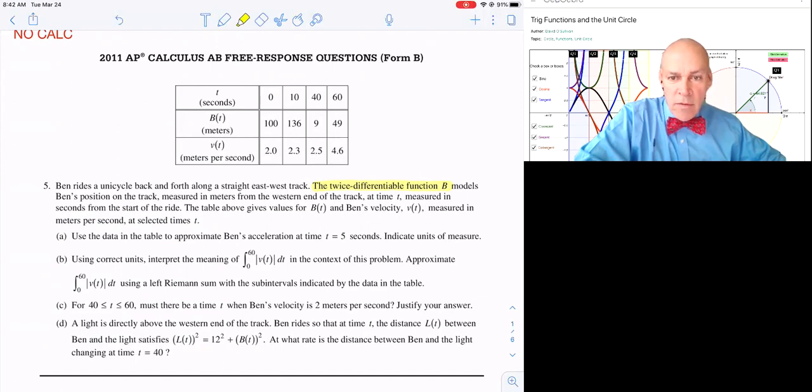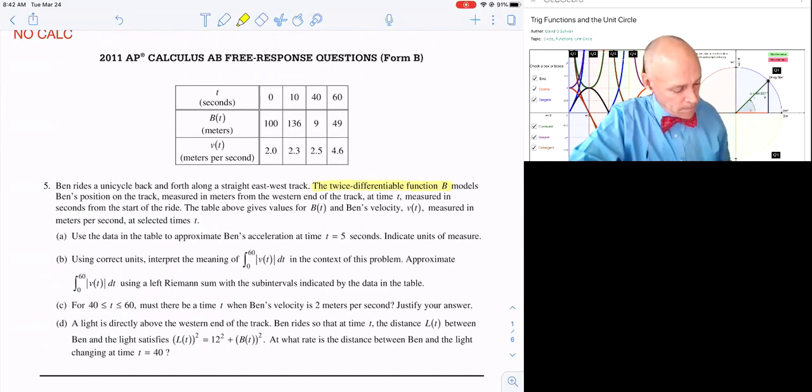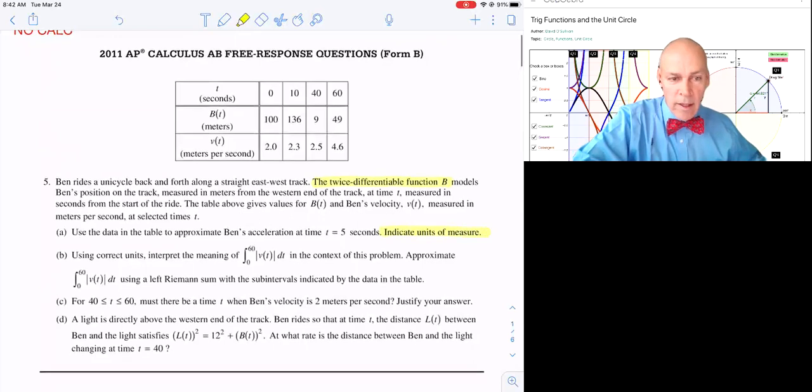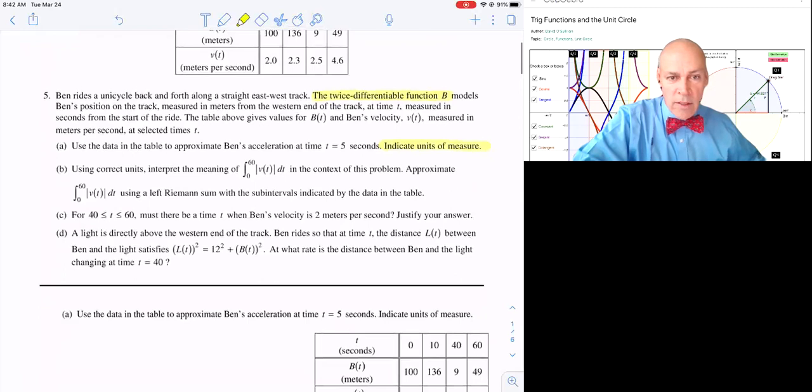The table above gives values for B at t and Ben's velocity v at t, measured in meters per second at selected times t. Part A asks us to use the data in the table to approximate Ben's acceleration at time t equals 5 seconds, indicating units of measure. So we're going to have a unit point associated with part A. Part B says using correct units, interpret the meaning of the definite integral from 0 to 60 of the absolute value of velocity dt in the context of this problem. Approximate that definite integral using a left Riemann sum with the subintervals indicated by the data in the table.